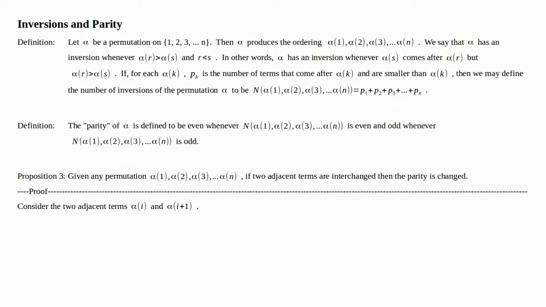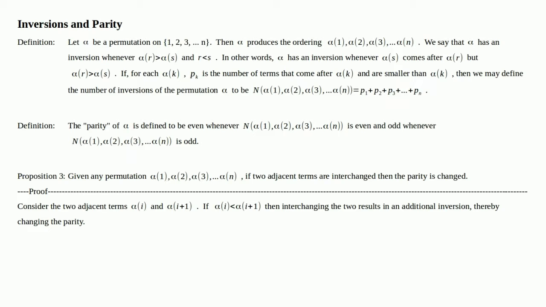Alright, consider two adjacent terms, alpha of i and alpha of i plus 1. Those are adjacent because the i and the i plus 1 are the positions of the numbers. So those are adjacent terms in the permutation. If alpha of i is less than alpha of i plus 1, then interchanging the two results in an additional inversion, thereby changing the parity, right? So in the case that alpha of i is less than alpha of i plus 1, if I switch them, I've added an inversion, and if it was even before, now it's odd. And if it was odd, then now it's even.